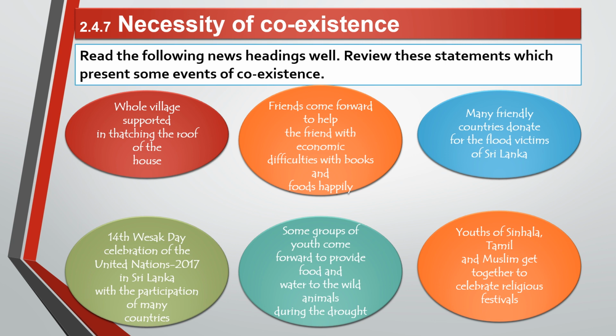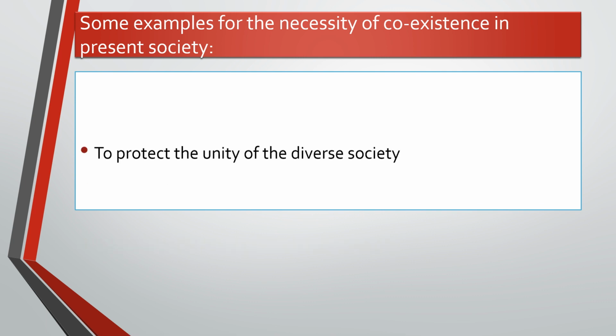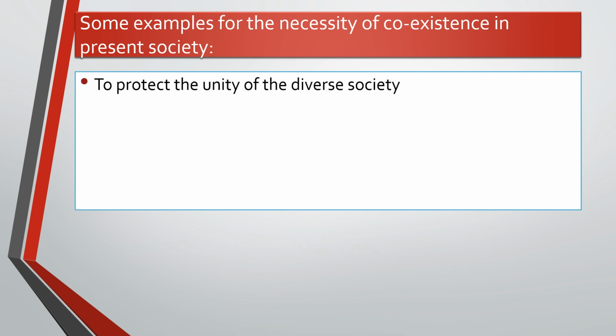And it highlights the necessity of coexistence. So here I would like to mention some examples for the necessity of coexistence in present society. So what are the examples? The first one, to protect the unity of the diverse society.